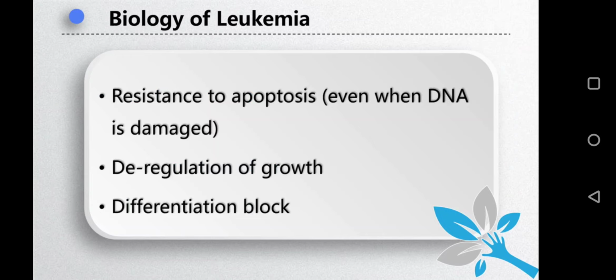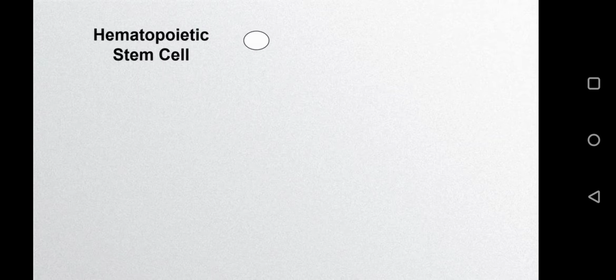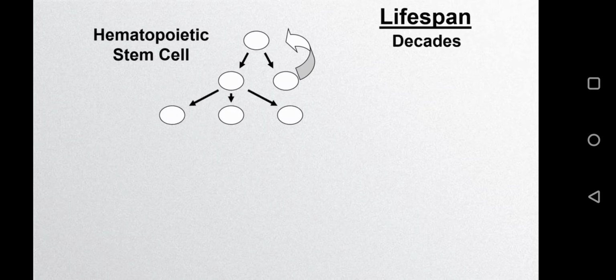The biology of leukemia is resistance to apoptosis, even when DNA is damaged, deregulation of growth, and differentiation block. Cell differentiation block and resistance to apoptosis. Then it becomes a cancer stem cell, and mononuclear cells proliferate quickly. The proliferation of leukemia cells inhibits the growth of other bone marrow cells.